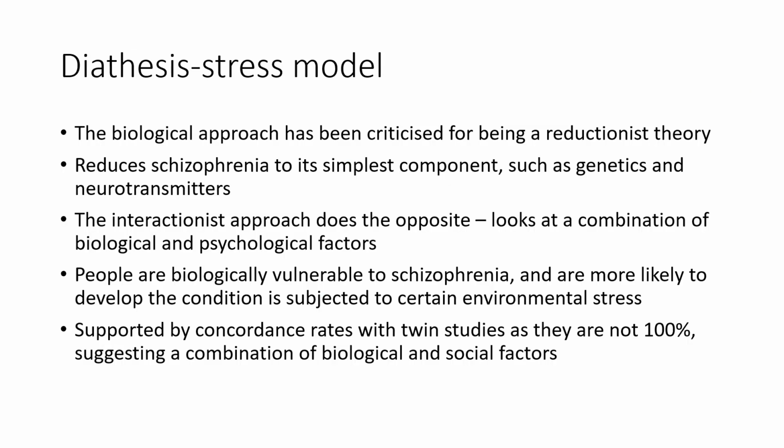Then looking at the diathesis-stress model, the biological approach has been criticised for being a reductionist theory, as it reduces schizophrenia to its simplest components such as genetics and neurotransmitters. However, the interactionist approach does the opposite. It looks at a combination of biological and psychological factors. People are biologically vulnerable to schizophrenia and are more likely to develop the condition if subjected to certain environmental stress, supported by concordance rates with twin studies as they are not 100%, suggesting a combination of biological and social factors.